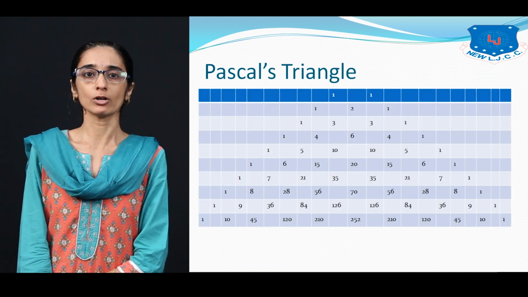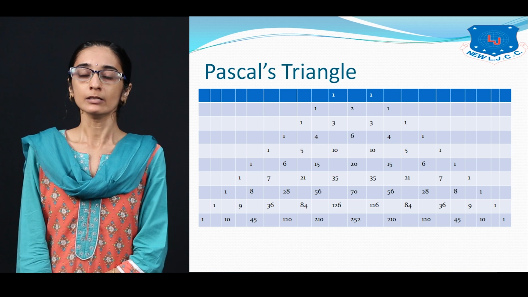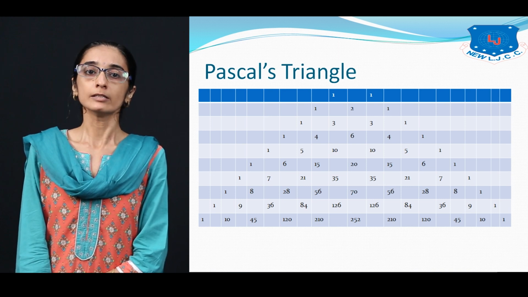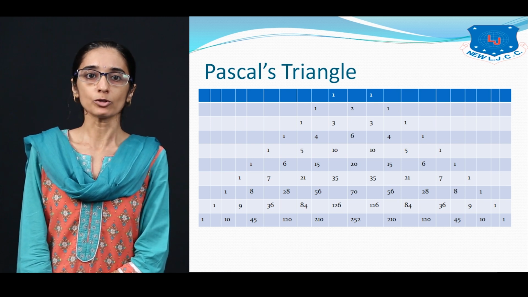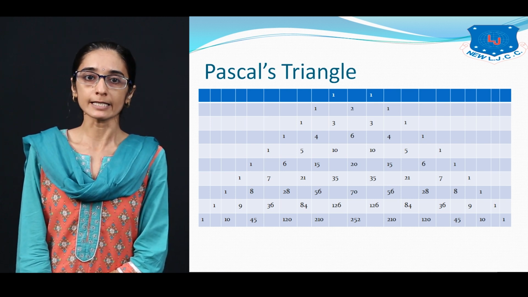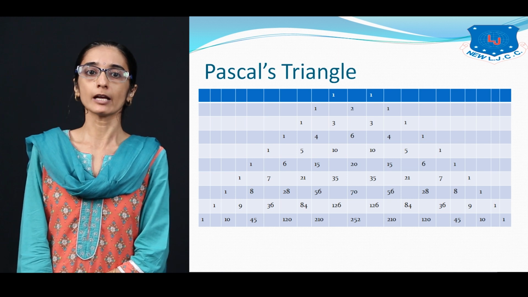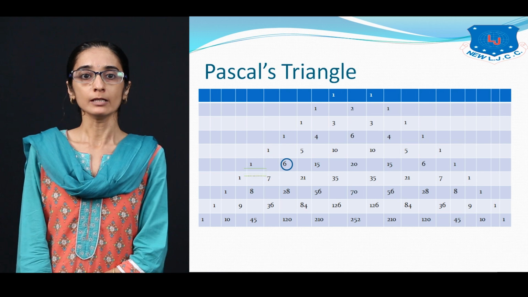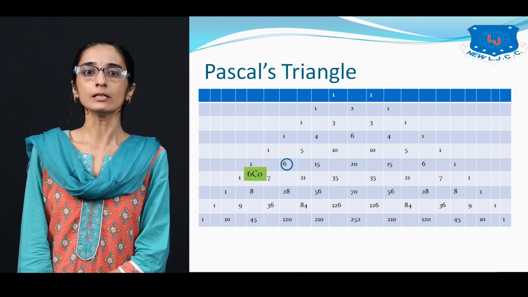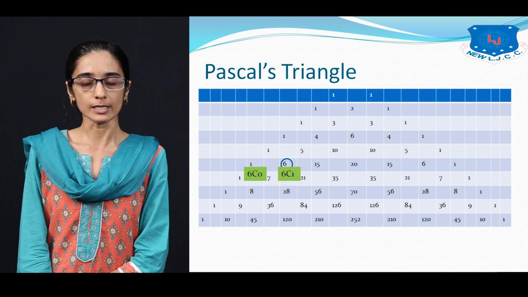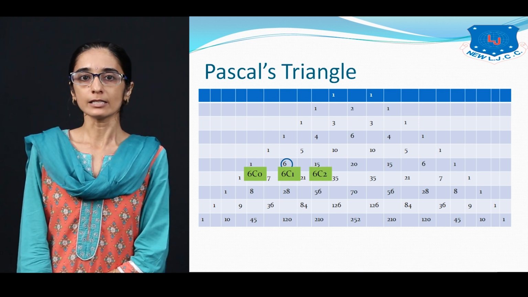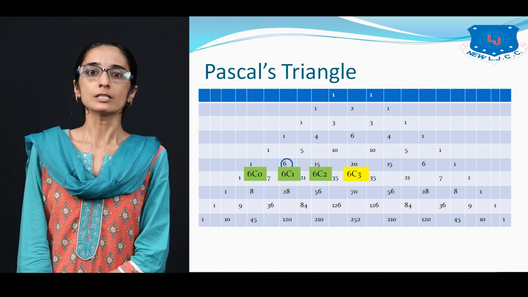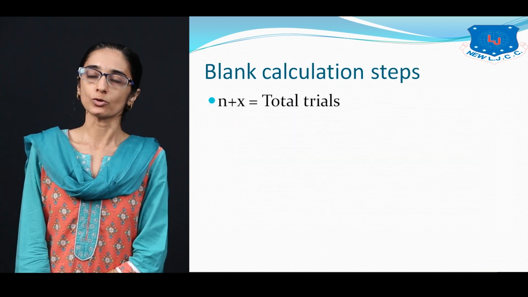Now let's just recall that Pascal's triangle. This we have seen earlier, how to calculate this Pascal's triangle. Now suppose I want to go for 6 CR values. That means I have to consider the sixth line, then start counting from number 1. That is 6C0 is 1, 6C1 that will be 6, 6C2 that will be 15, 6C3 that is 20, 6C4 and so on.